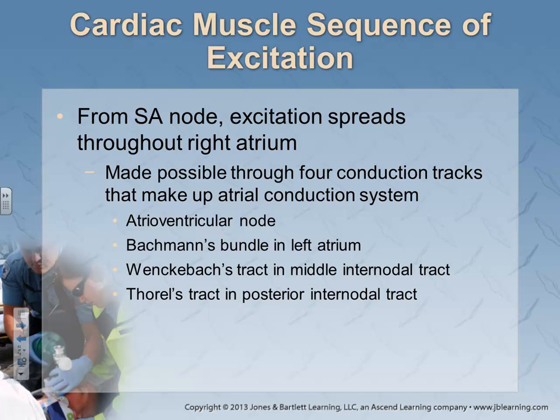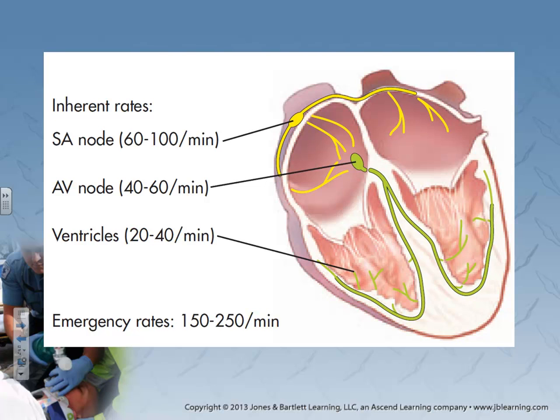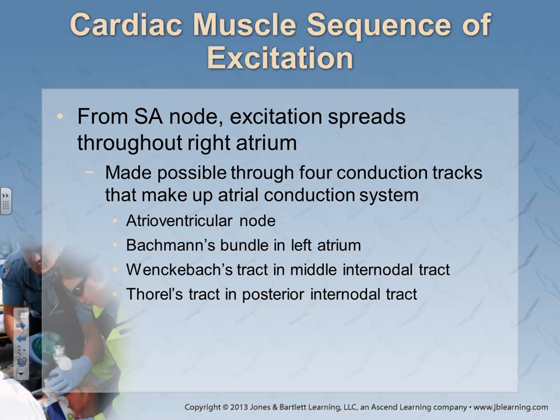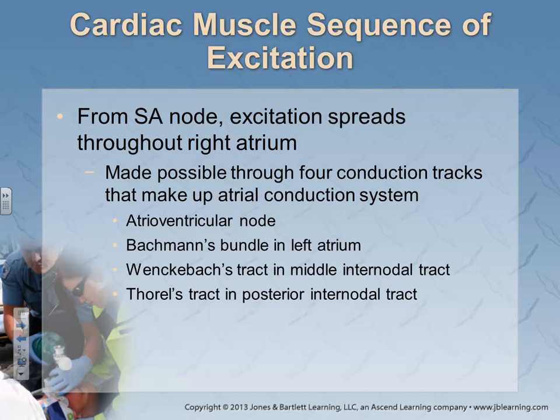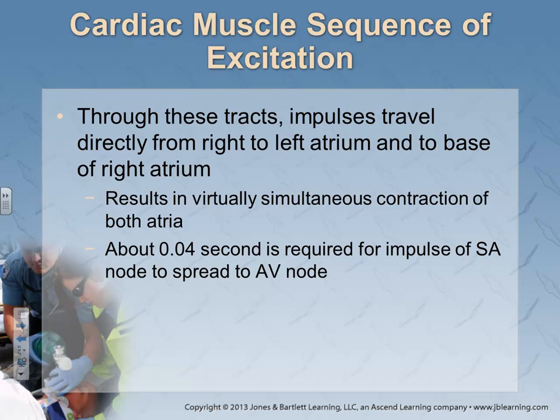Just briefly, the SA node fires and the impulse spreads through a couple of different tracks. The Bachmann's bundle is what goes to the left atrium. This is the Bachmann's bundle. This is what actually stimulates the left atrium, okay? Then you've got the Wenckebach tract in the middle of the internodal tracts, and then Thorel's tract. Really and truly, I want you to know the basics here, okay? Have an idea about this Bachmann, Wenckebach, and Thorel's. We'll see Wenckebach again, but it's going to be in relation to a dysrhythmia.